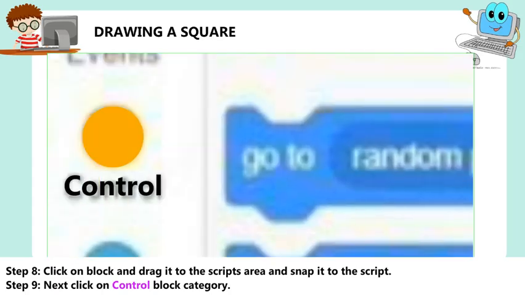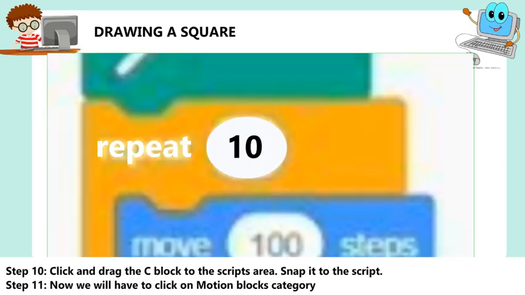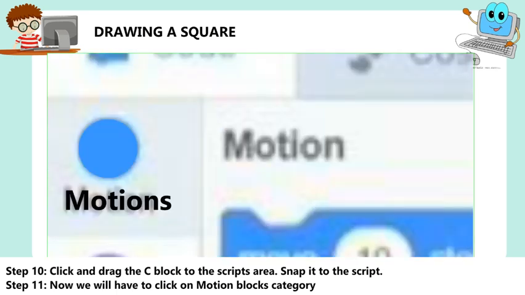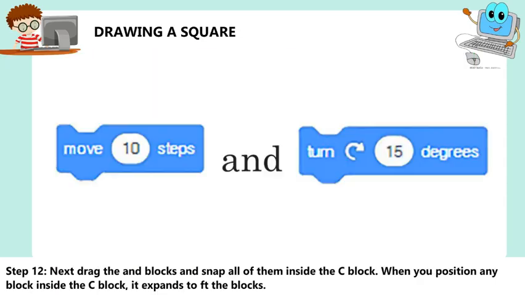Step 9. Next, click on Control Block category. Step 10. Click and drag the Repeat 10C block to the Scripts area. Snap it to the script. Step 11. Now we will have to click on Motion Blocks category.